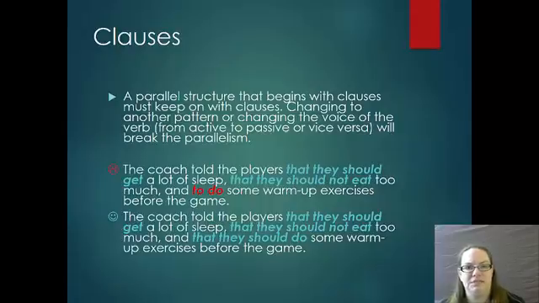So a student asked me this week how to check our papers for parallel structure. The way that I check mine is I do a search or a find for the coordinating conjunctions. So I might do a search for and or but, and then I check to make sure that the items on both sides are parallel.